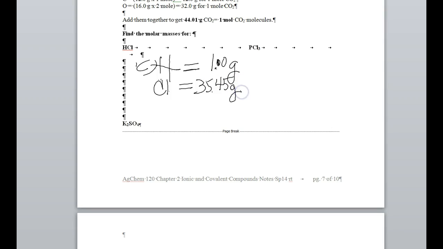Okay, so since I have 1 mole of H, which is 1, and 1 mole of chlorine, which is 35.45, all I have to do is add those up to find out what a mole of HCl is equal to. And so that's 36.45 grams per mole of HCl. That's pretty easy, isn't it? Why don't you go ahead and do PCl3? And then somebody can tell me how to do it.